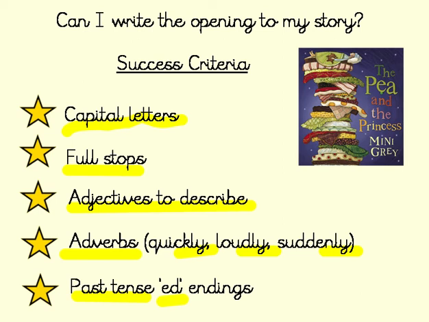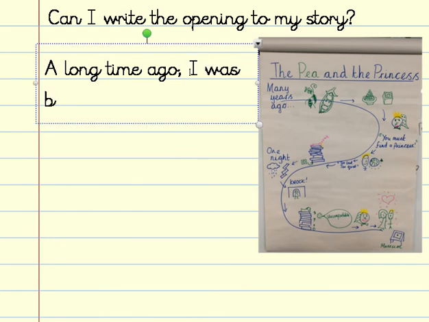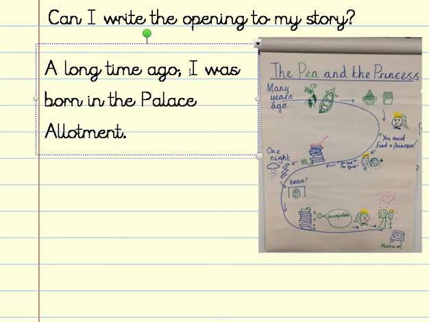Okay, let's have a go at writing the opening together, and then you can go off and write your own. So I'm going to change the opening slightly for my story, and instead of saying many years ago, I'm going to write a long time ago. And we're talking from the Pea's perspective, so I'm going to write a long time ago, I was born in the palace allotment. Okay. Now, what could I talk about?